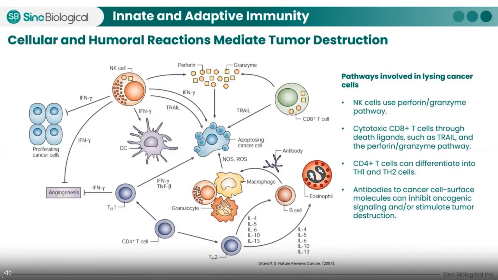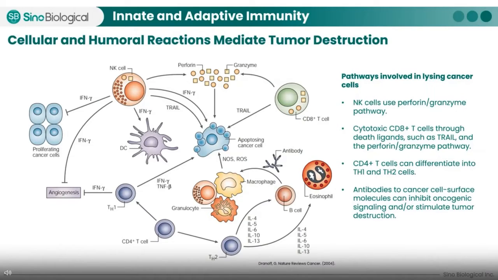Now, following stimulation, natural killer cells can lyse tumors through the perforin granzyme pathway or apoptosis-inducing ligands such as the TNF-related apoptosis-inducing ligand or TRAIL. NK cells secrete interferon gamma, which inhibits tumor cell proliferation, enhances tumor cell apoptosis, improves tumor antigen presentation, and inhibits angiogenesis. Now, NKT cells also execute cytotoxicity and cytokine production. Cytotoxic CD8 plus T cells lyse tumors through death ligands such as TRAIL and the perforin granzyme pathway.